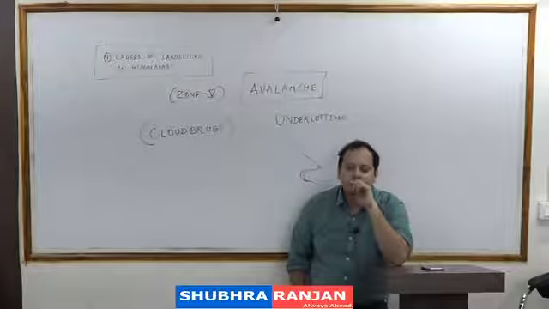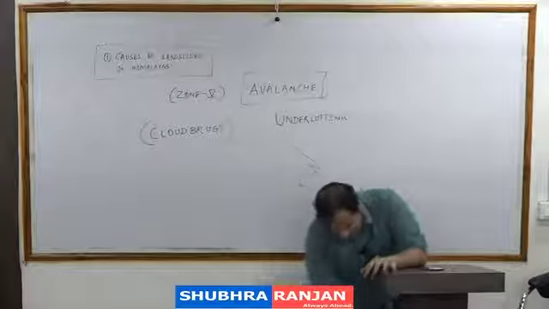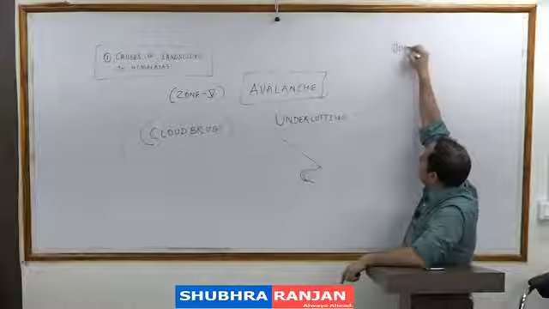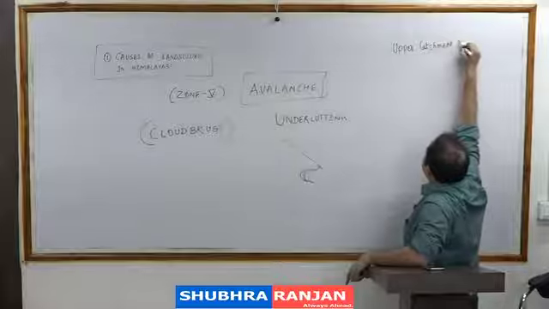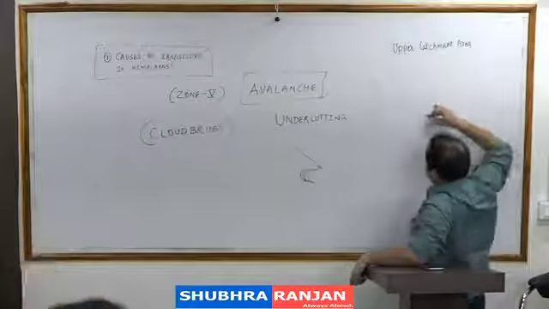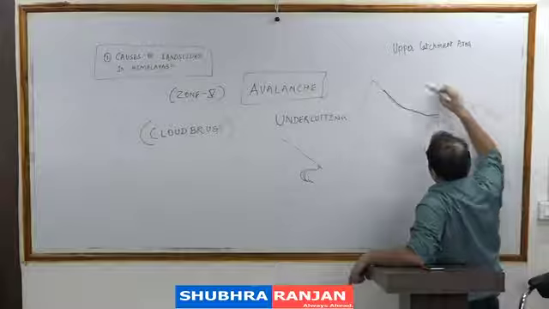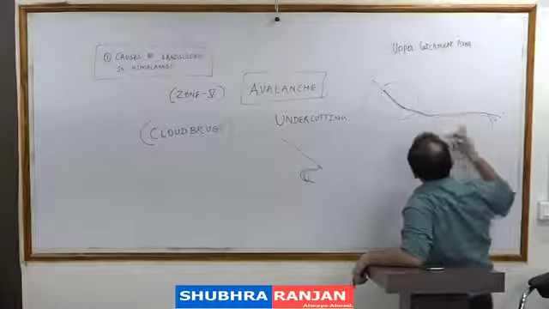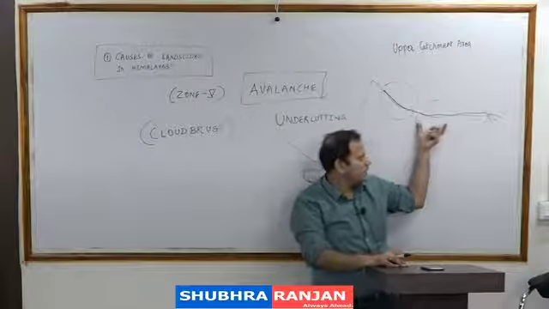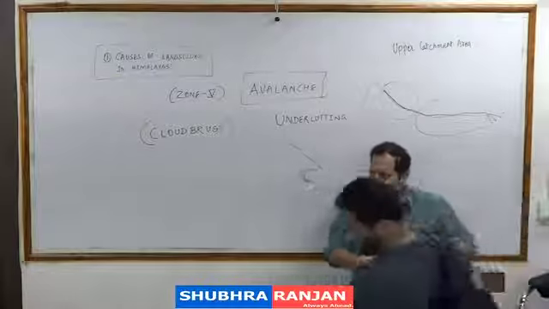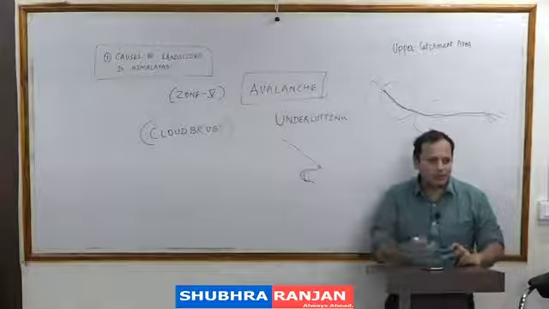Same point, the upper catchment area or the origin, any one word, upper catchment area. What is an upper catchment area? If this is the origin and this is the end of a river in the delta, so this is an upper catchment area and this is the lower catchment area. So in the upper catchment area there is heavy rainfall, what will happen? Increase in the volume of water. Increase in the volume of water will cause floods.